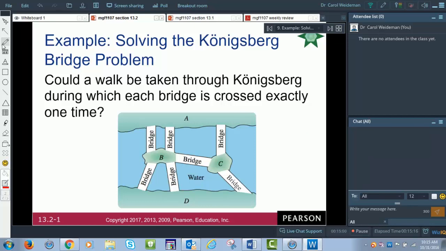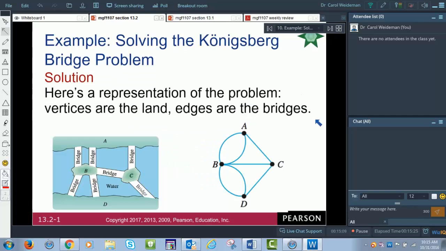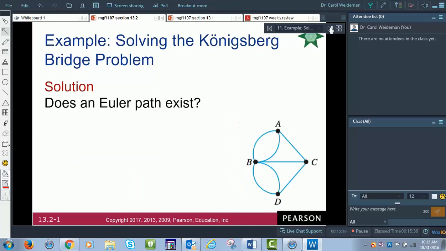So let's go back to the Konigsberg bridge problem that we looked at before. Can a walk be taken through the town during which each bridge is crossed exactly one time? Remember the representation that we had of that particular problem. We can take a look at this graph and let's take a look at the vertices. So we've got four odd vertices. A has 1, 2, 3 edges coming into it. B, 1, 2, 3, 4, 5. C, 1, 2, 3. And D, 1, 2, 3.